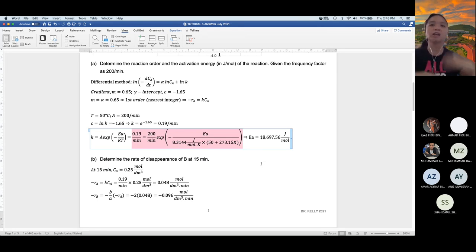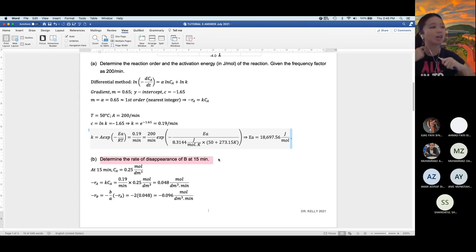Usually when I teach you, you find alpha, you find K. But in this question, it asks you to find EA. But you have to understand the correlation: how from the graph I get K and then I use Arrhenius, I can get EA. So next question, determine the rate of disappearance of B at 15 minutes.